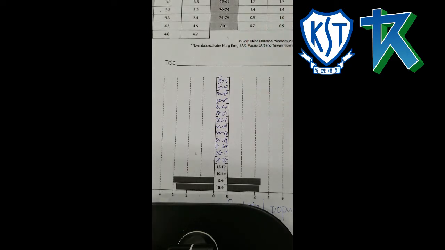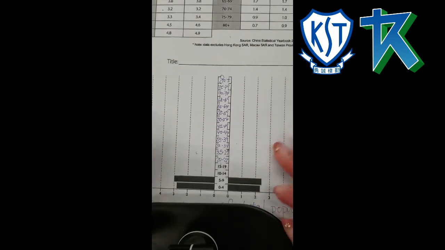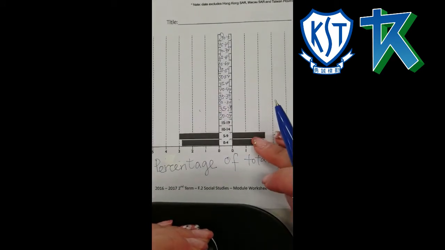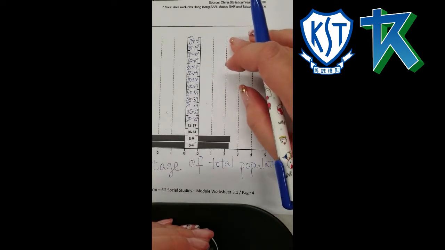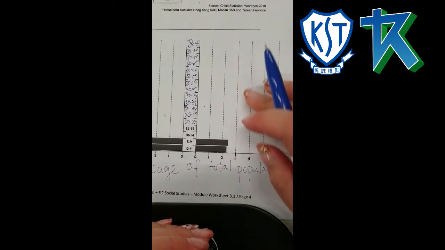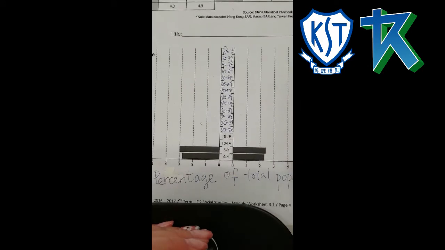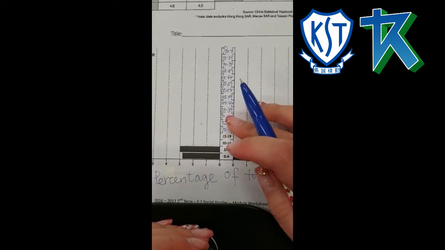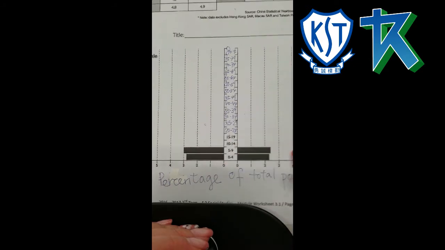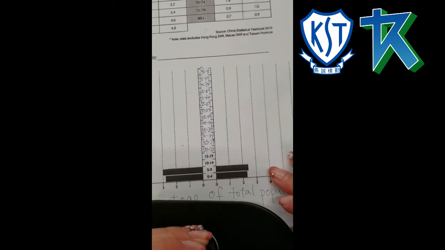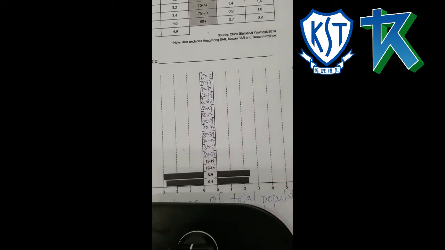After that, you can find some dotted lines here. They show you the percentage of total population vertically, so it makes it easier to draw the bars.